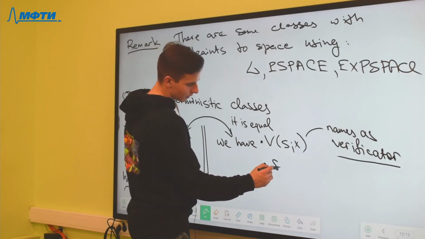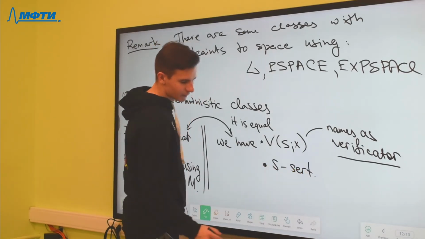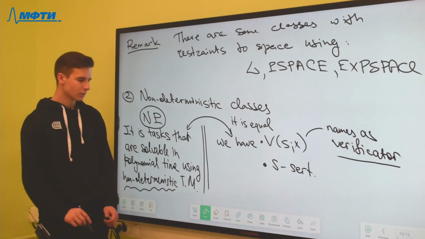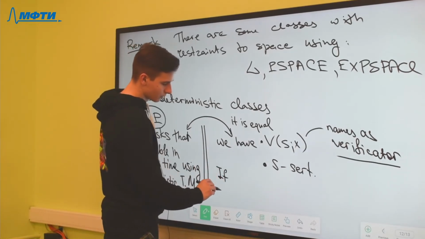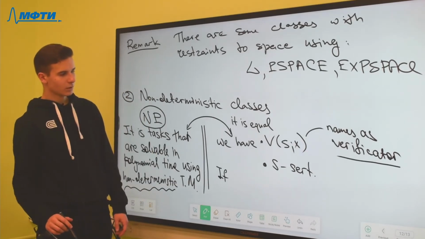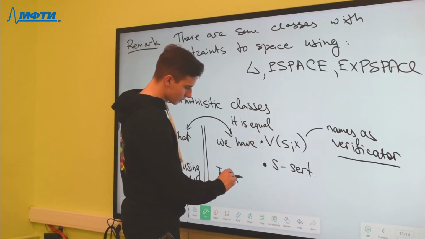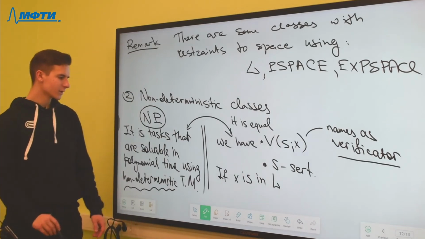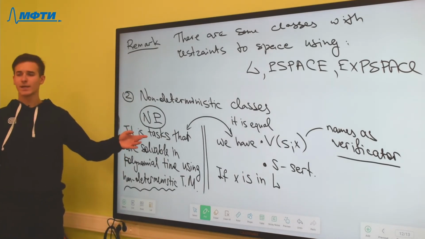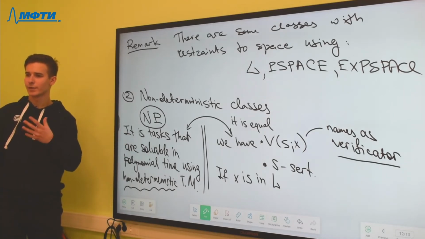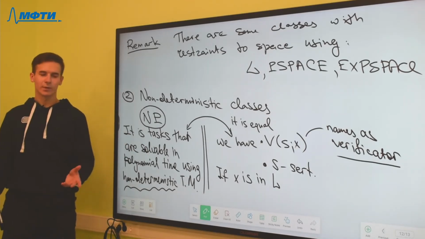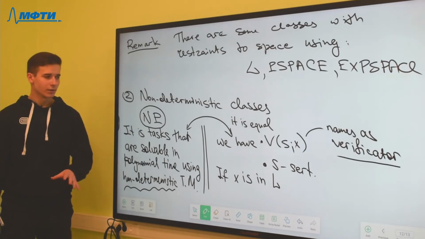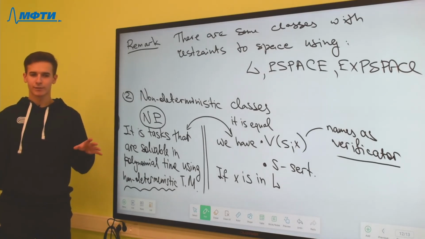And as a certificate, such that if x is in L. Yeah, because of course when we talk about tasks, what we mean, for example, by the coloring problem, is that we want to know, if we have a graph, whether this graph can be colored with 3 colors, for example.